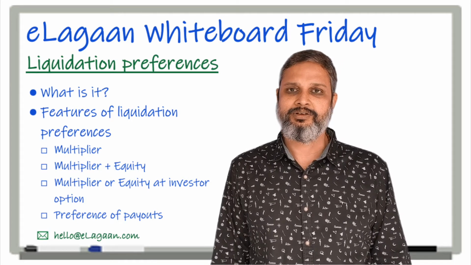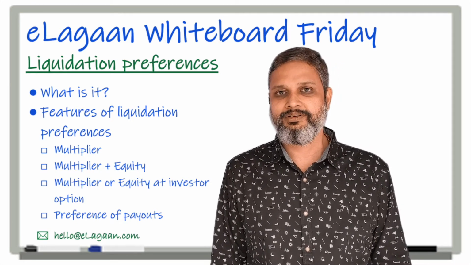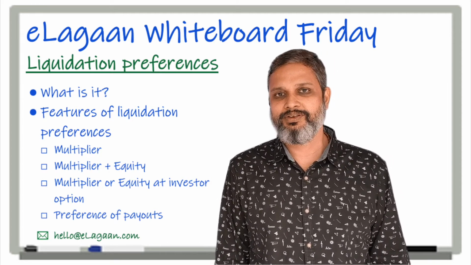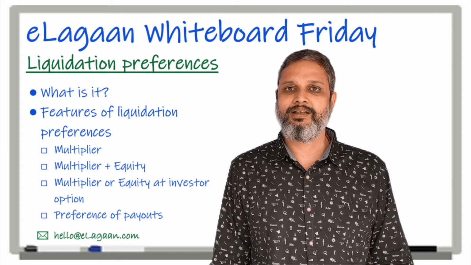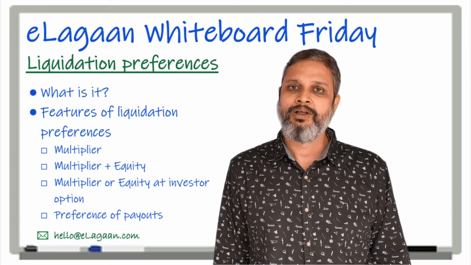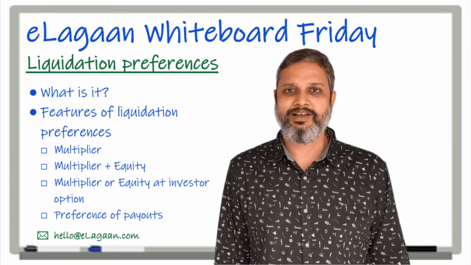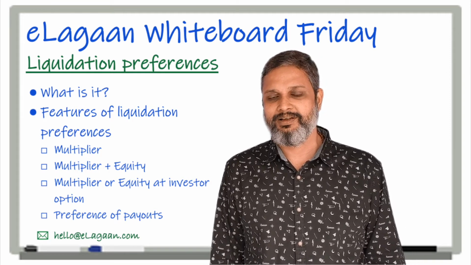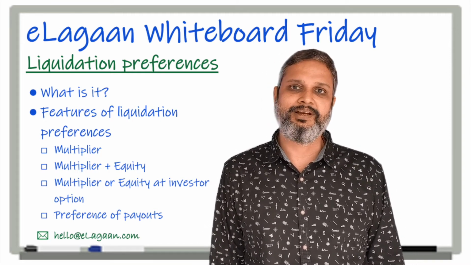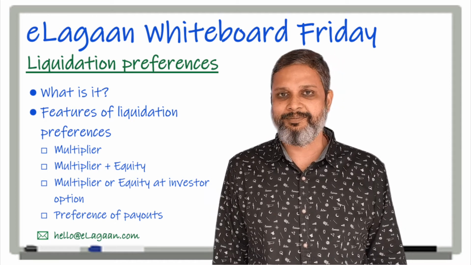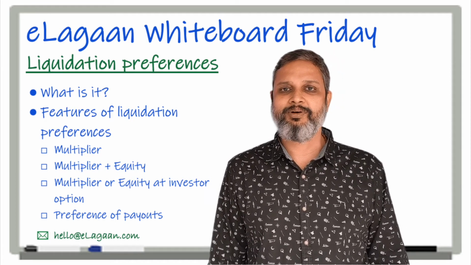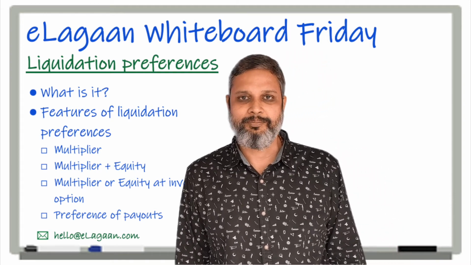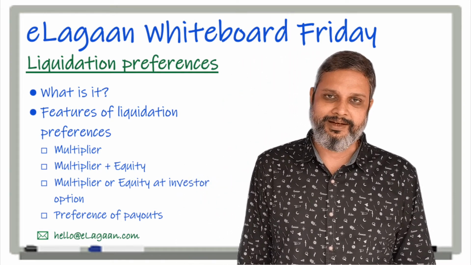anything. So suppose you have sold the company for $1 million, and the liquidation preference was 1.5x, then the whole $1 million will go just to the investor, and nobody else gets anything. Same thing if you sell it for $5 million: they get $1.5 million, and the balance of $3.5 million is divided among the other equity shareholders of the company. So that is a multiplier.